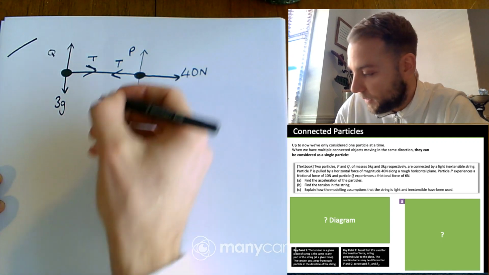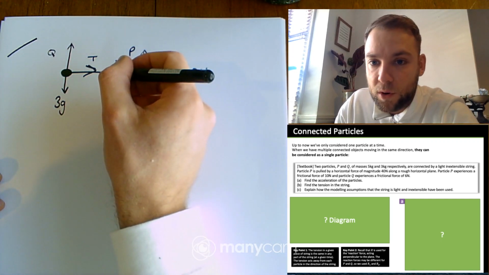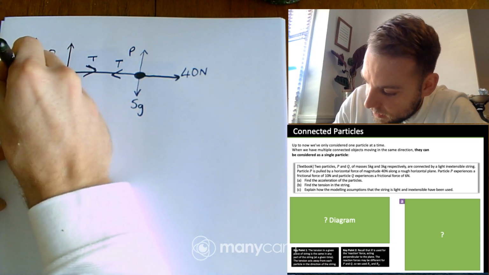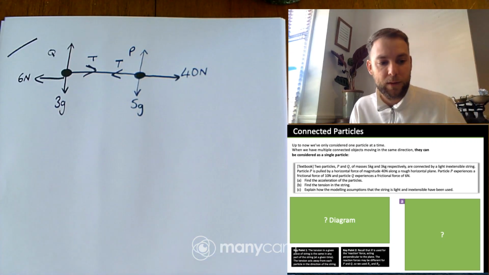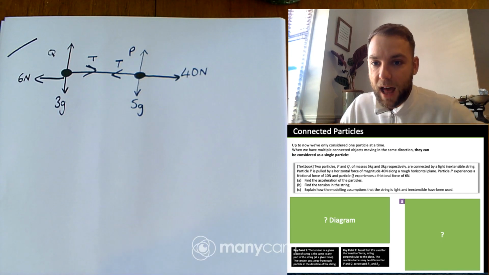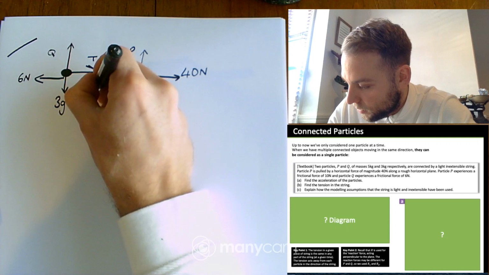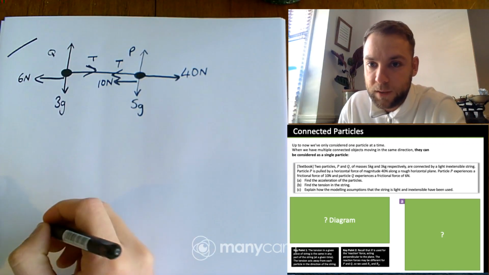It also tells me that there is a constant frictional force on Q, which is 6 newtons. So let's put that in. So 6 newtons going back here, like so. And we also have a frictional force on P, which is equal to 10 newtons. So let's put that in there, like so.